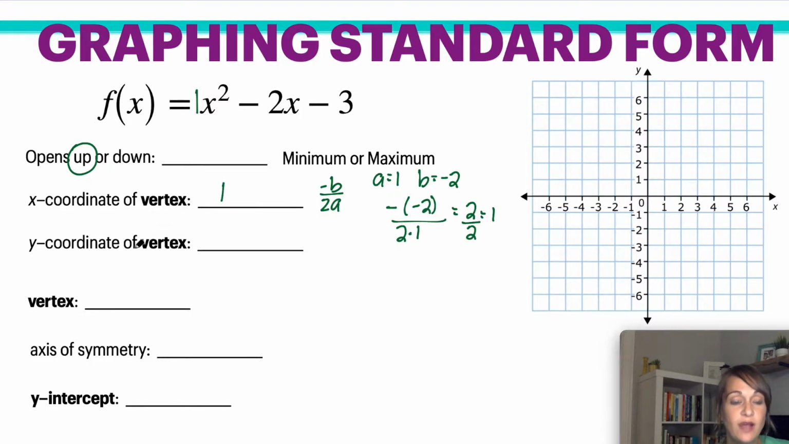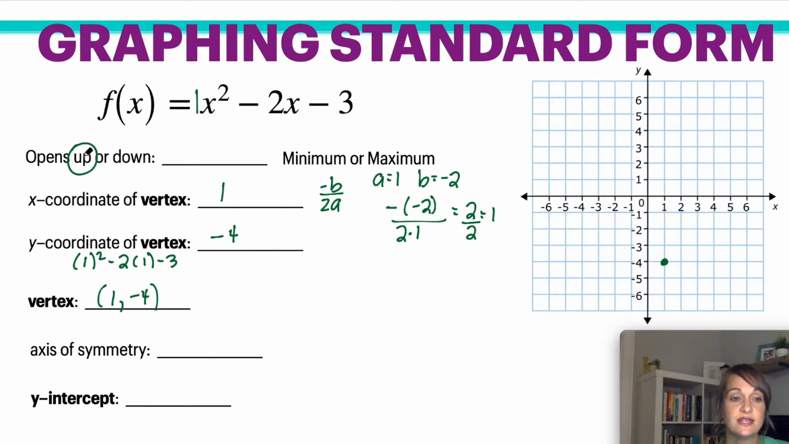To find the y-coordinate, we're actually going to plug 1 back in. So we'll have 1 squared minus 2 times 1 minus 3. 1 squared is 1. 1 minus 2 is negative 1. Minus 3 is negative 4. So therefore, we know the x-coordinate, we know the y-coordinate. So the vertex is 1, negative 4. So I'm going to go ahead and plot that. 1, negative 4 is this coordinate point right there.